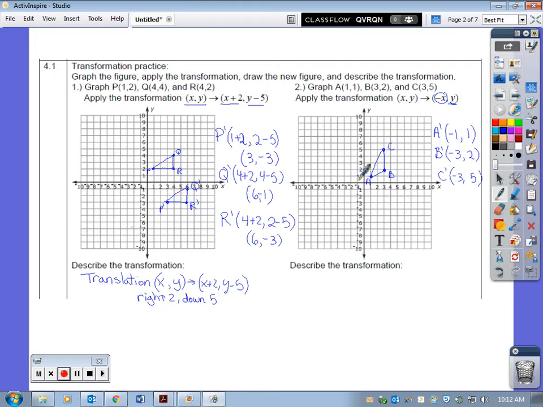So A primed is going to be negative 1, 1, so that's my A primed. B primed is negative 3, 2. And C primed, my new point for C, is negative 3, 5. Okay. So it looks just like our original graph, but it has actually flipped from here over the y-axis. So the transformation would be a reflection or a flip across the y-axis.